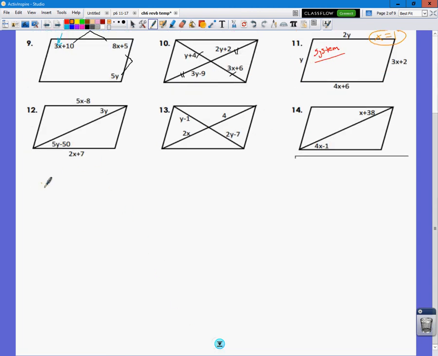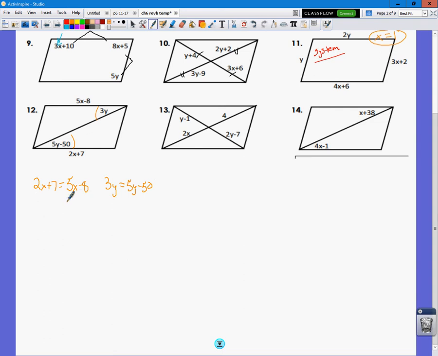Opposite sides are congruent for number 12. So I'd have 2x plus 7 is equal to 5x minus 8. Alternate interior angles are also congruent. So I'd have 3y is equal to 5y minus 50.